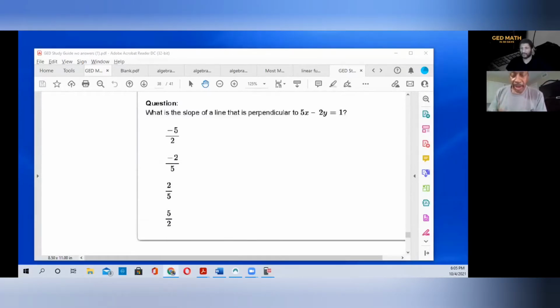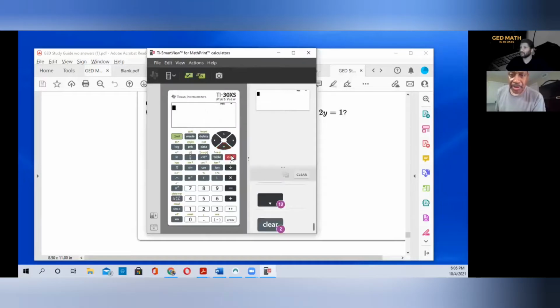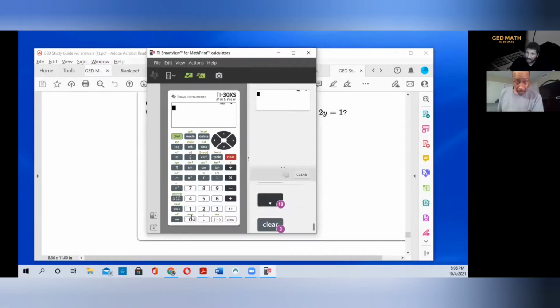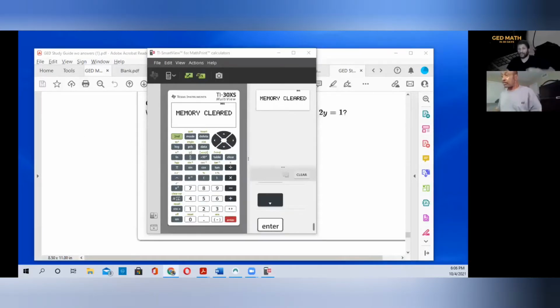I have one. How to clear the memory for the TI-30XS? Okay. So if you look down here, it says reset in green. See that? If you hit second and hit 0 and hit yes, it'll reset and clear everything out of your calculator. So second and 0. Okay.